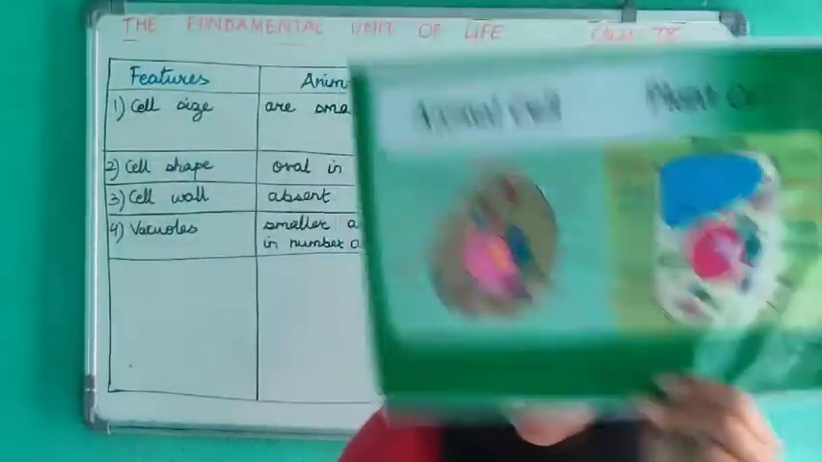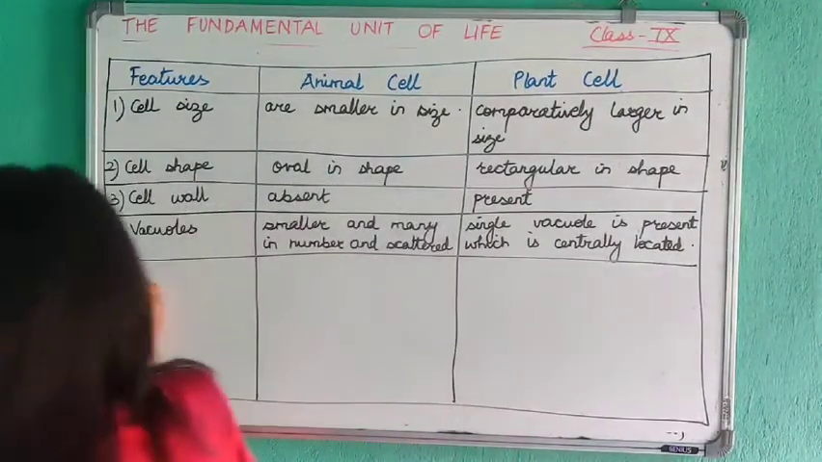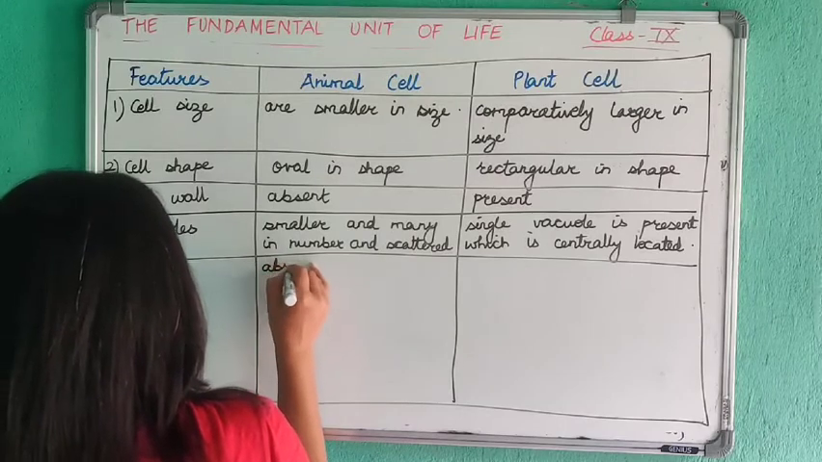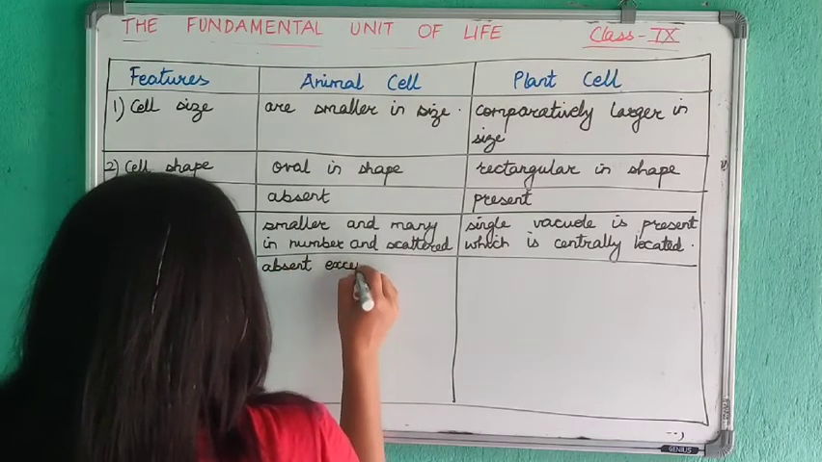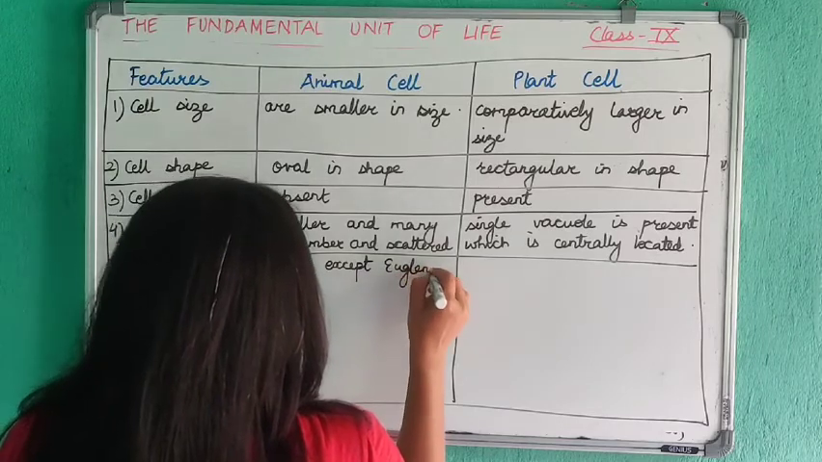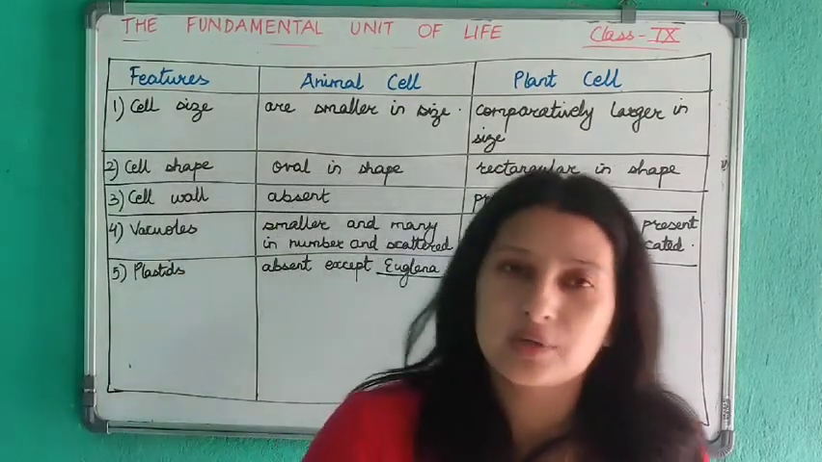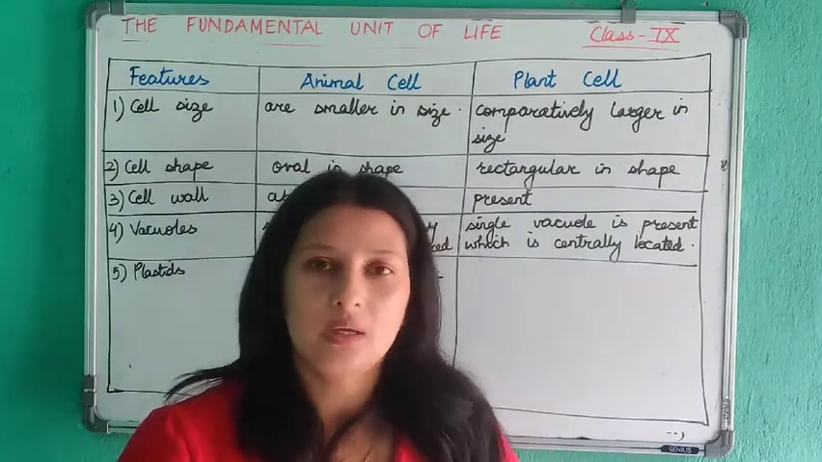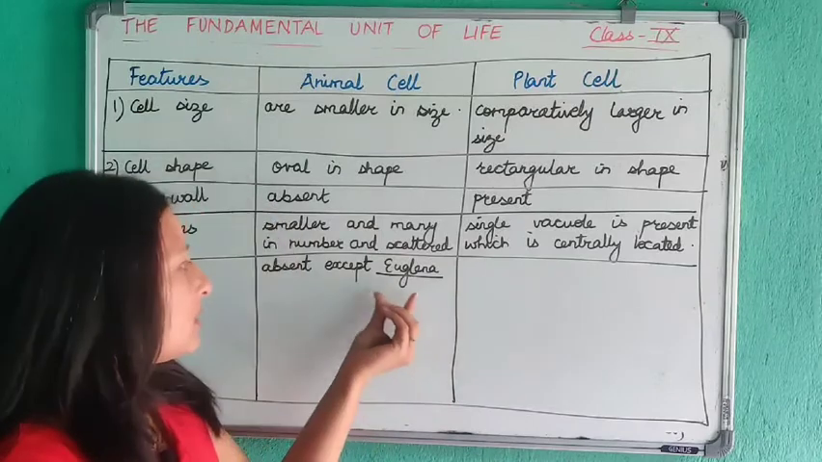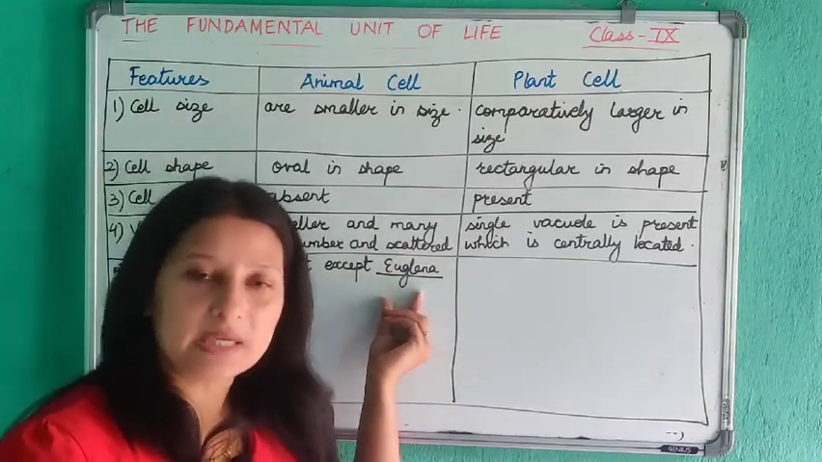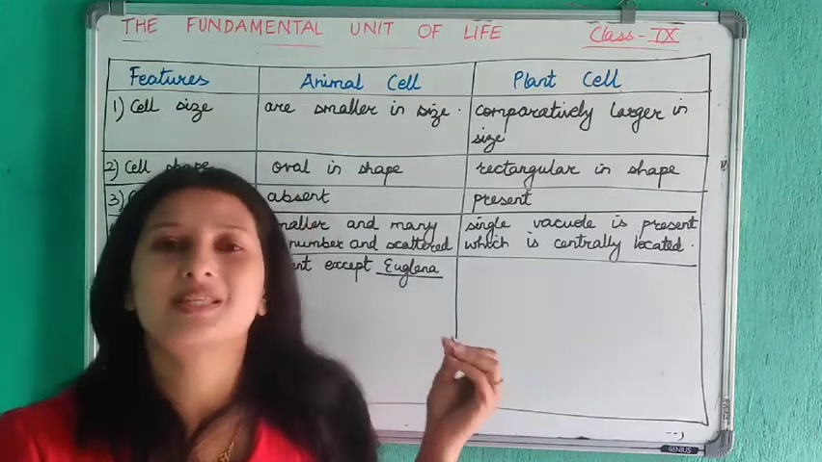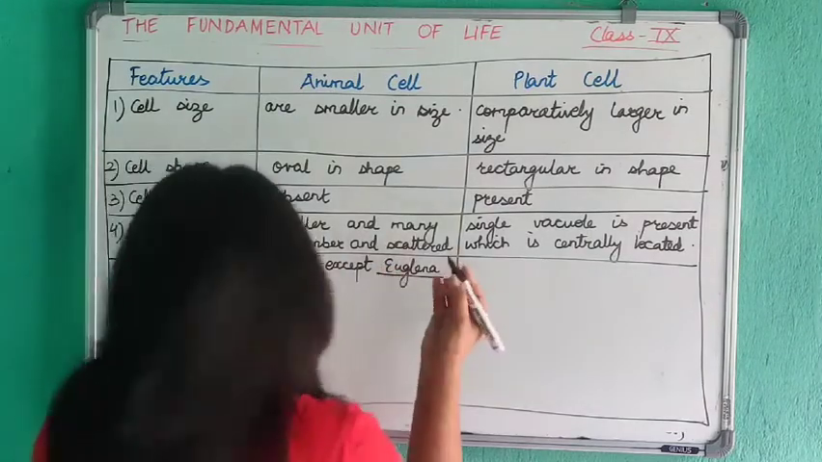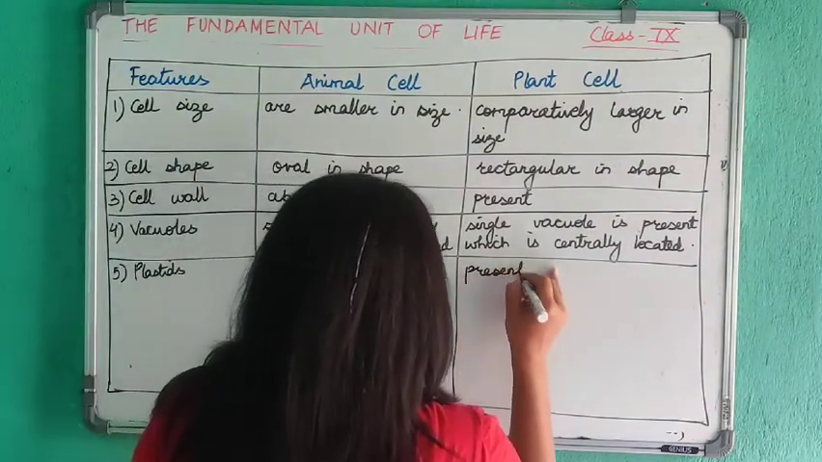Now next difference is the plastids. Plastids are absent in plant cell except euglena. No, sorry, I'm really sorry. Plastids are absent in animal cell. Animal cells do not have plastids. But there is one animal that contains plastid, that is euglena. Euglena has plastids, so euglena can photosynthesize by itself. Animals other than euglena cannot photosynthesize. Whereas plastids are present in the cytoplasm of plant cells.